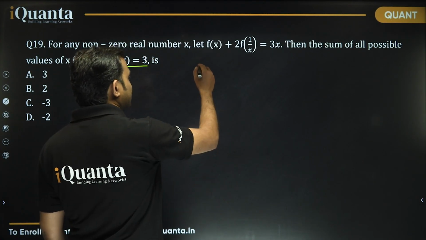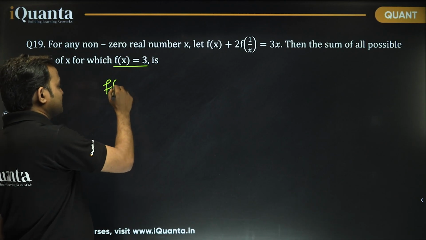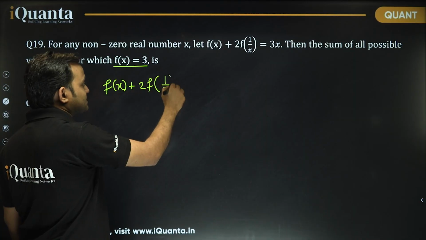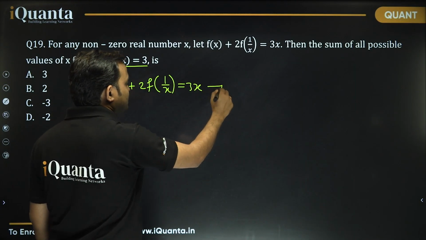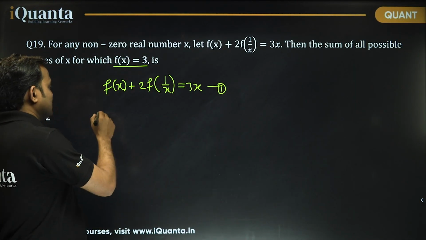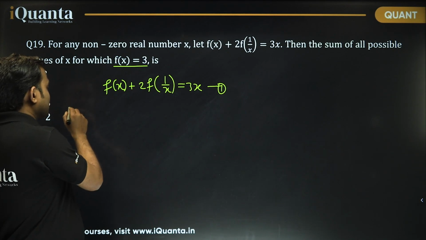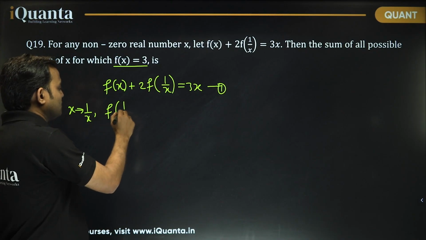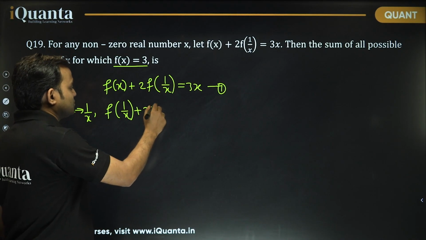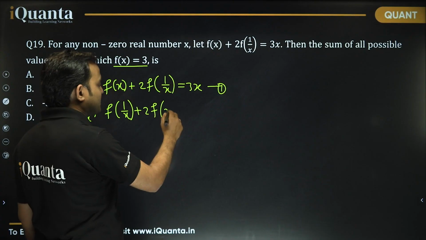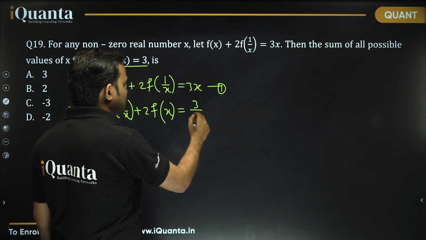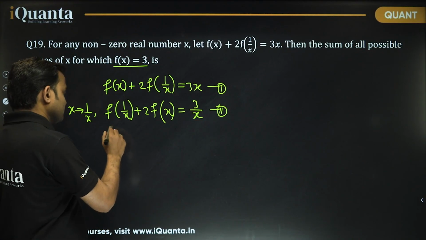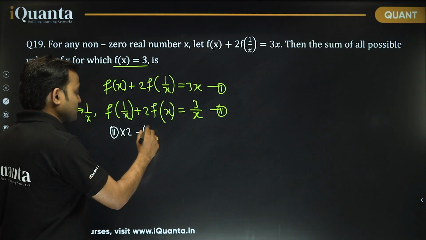So first, let's say that f(x) plus 2 times f(1/x) is equal to 3x. This is our equation 1. Then let's replace x by 1/x. Then what do we get? We get f(1/x) plus 2 times f(x), because 1 upon 1/x will become x, and this will be equal to 3/x, right? Now take the second equation, multiply it by 2 and subtract equation 1.